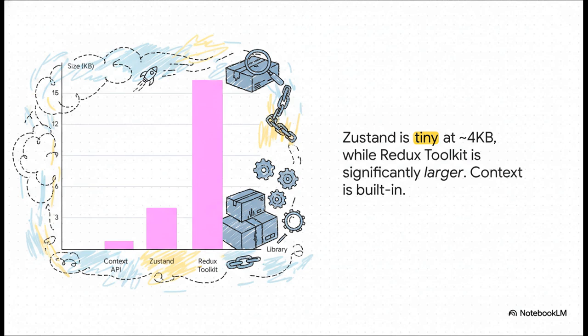But look at this comparison. Zustand is absolutely tiny, coming in around 4 kilobytes. Redux Toolkit, with all its power and features, is quite a bit bigger at around 15 kilobytes. If you're building something where every kilobyte counts, that's a huge difference.